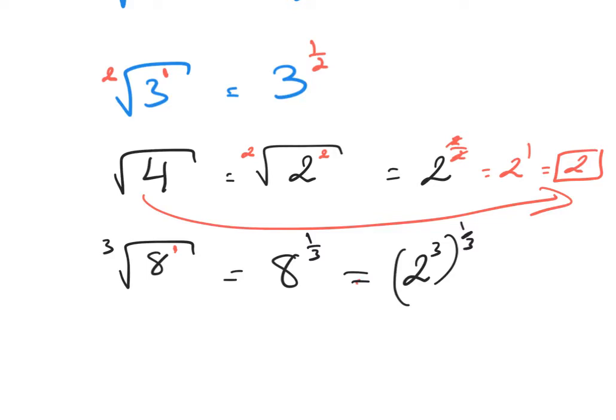Now, remember, the rational exponent is connected with exponent properties, like the power of a power property. When we have the base and two exponents, we keep the base and multiply the exponents with each other. It's going to be 2 to the 3 times 1 over 3, which is 2 to the first, which is just 2.